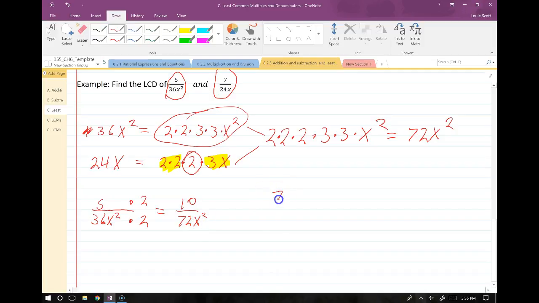As far as the other one, 7 over 24x, that is missing 3x, right? So I multiply top and bottom by 3x, and then I get 21x over 72x squared. And remember, when you're doing this, don't cancel at this point, because then you're just working against yourself. Do your whole addition and subtraction and then start canceling at the end.